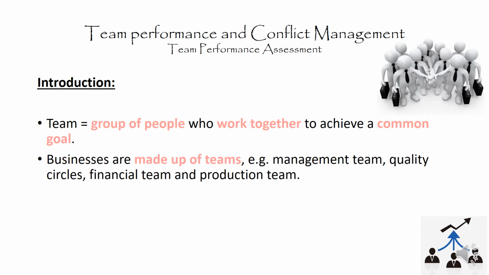Businesses are made up of different teams. I said this yesterday as well, right? So a management team, for example, quality circles, a financial team, a production team. There can be a marketing team in different departments, right? The business is divided up into different departments, and each department has a different focus and different goals. And then obviously the business has an overall goal as well. So any business is made up of different teams. There's more than one team.